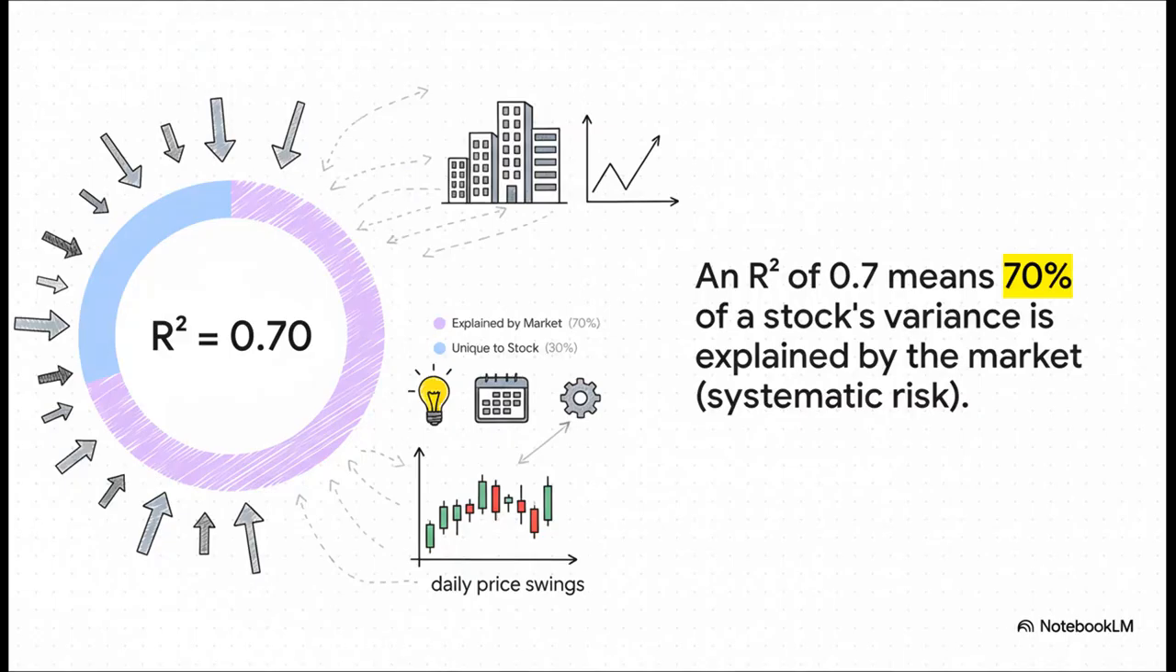So take a look at this. An R² of 0.70 is a perfect example. What this is telling you is that 70% of whatever this stock is doing day to day, it's because of the overall market. The other 30%? That's all company-specific stuff. A great earnings report, a new CEO, a product recall. That's the part of the story that's unique to the stock itself.